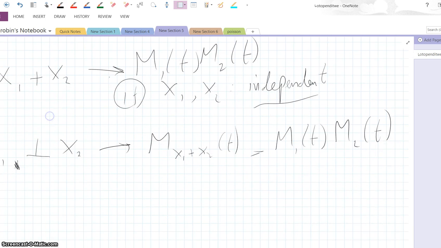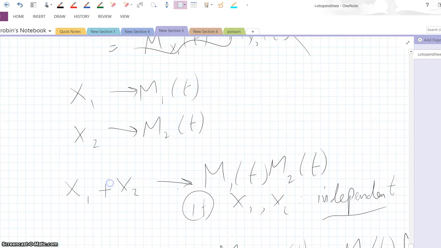If the moment generating function of the sum is equal to the product of the moment generating functions, then the random variables x1 and x2 are not necessarily independent. It's a thing called sub-independence, and my goodness me, that is a weird concept. Okay, so let's have a look at that.